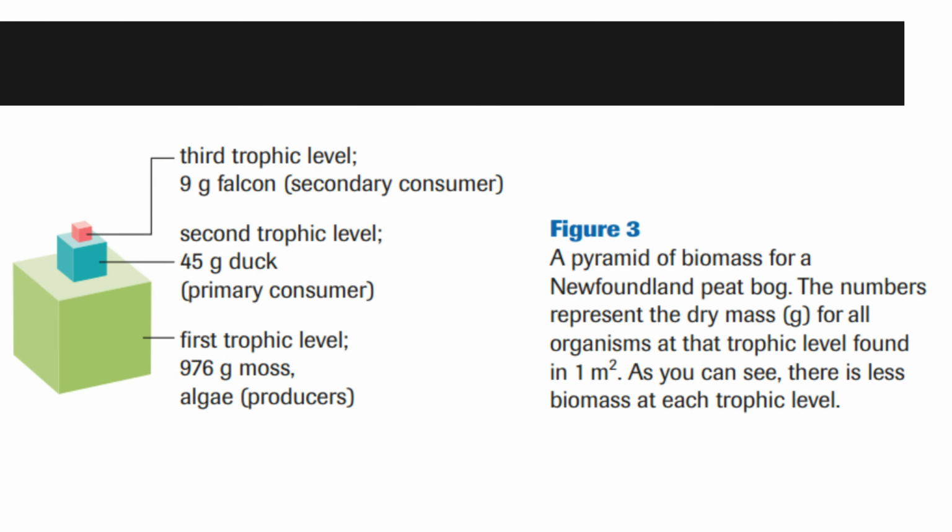Okay, and so for example here, in our first trophic level, we have 976 grams of mass of moss and algae, our different producers. Then our ducks would be our next trophic level, 45 grams, and then again the falcons on top, around 9 grams of biomass.